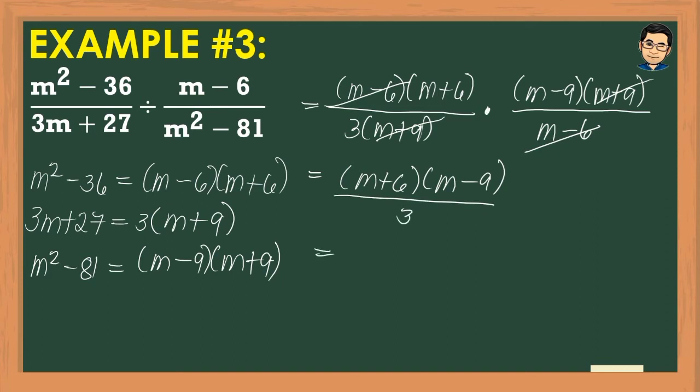And then, i-multiply natin yung mga terms, remaining factors dun sa numerator using FOIL method. So, m times m, that is m squared. And then, i-add natin yung sum ng outer tsaka inner terms. So, m times negative 9, that is negative 9m. 6 times m, that is 6m. Now, negative 9m plus 6m, that is negative 3m. We follow the sign of the bigger value and then we proceed to subtraction. Now, 6 times negative 9, that is negative 54. All over 3. Okay.